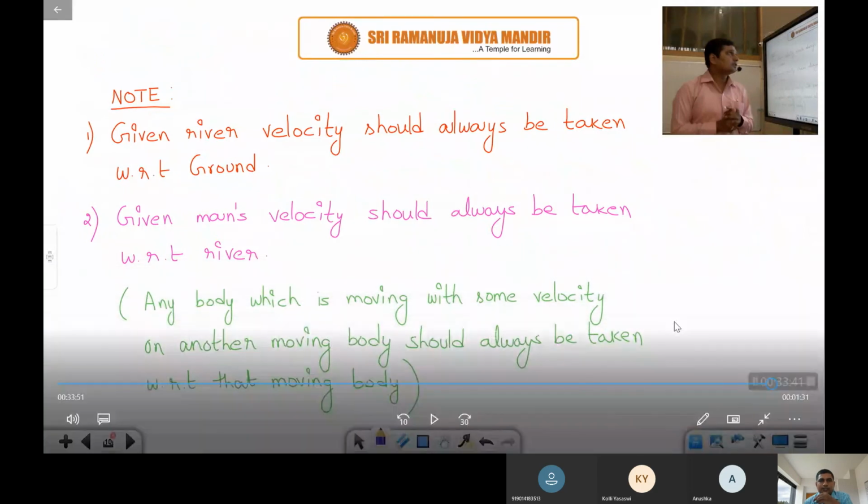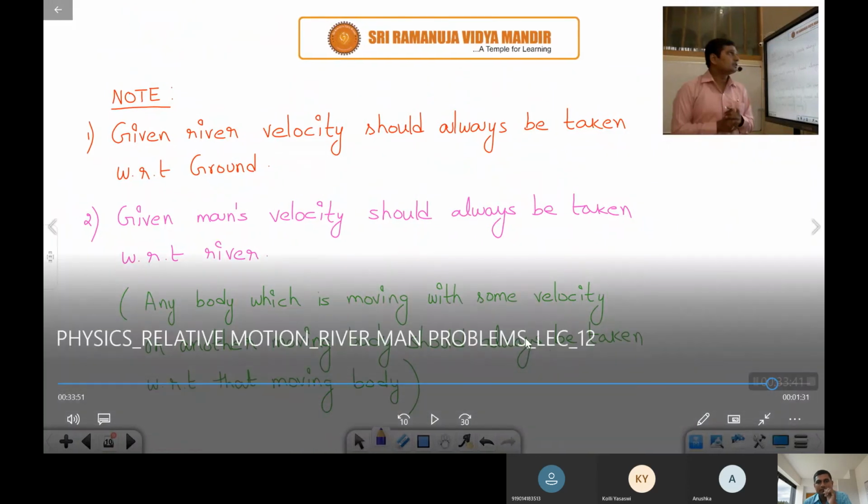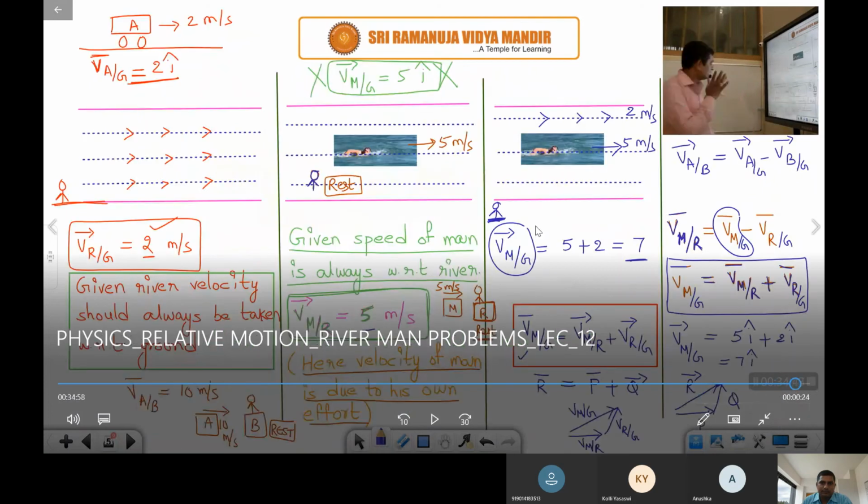Any body which is moving with some velocity on another moving body should always be taken with respect to that moving body. That means the velocity of that moving body should be taken with respect to here. Just like when the man is swimming in the river, we take that man's velocity with respect to the river. Correct or not? Yes, sir. The same way, we should also take it like that. I'll take one example in the next class.